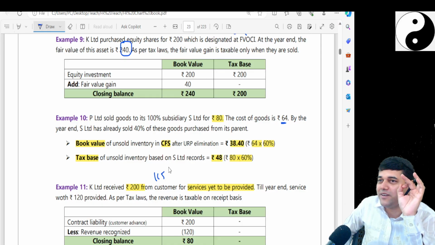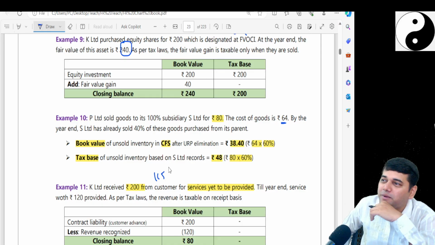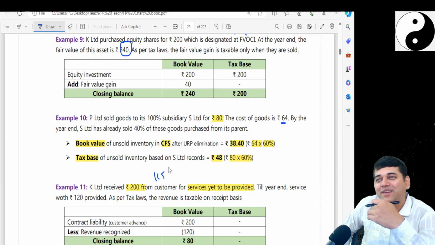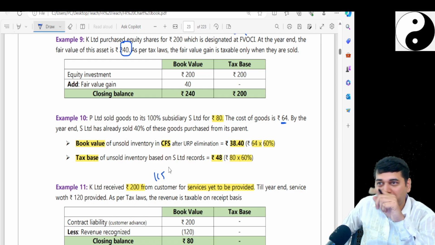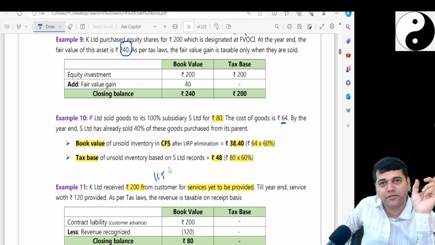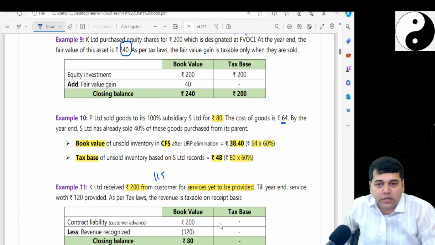You received 100 rupees advance from the customer. What accounting entry will pass? Bank account debit to advance from the customer. Okay. Did you show this advance from the customer to income tax also? Yes, they showed you. Okay, this also I need to show.